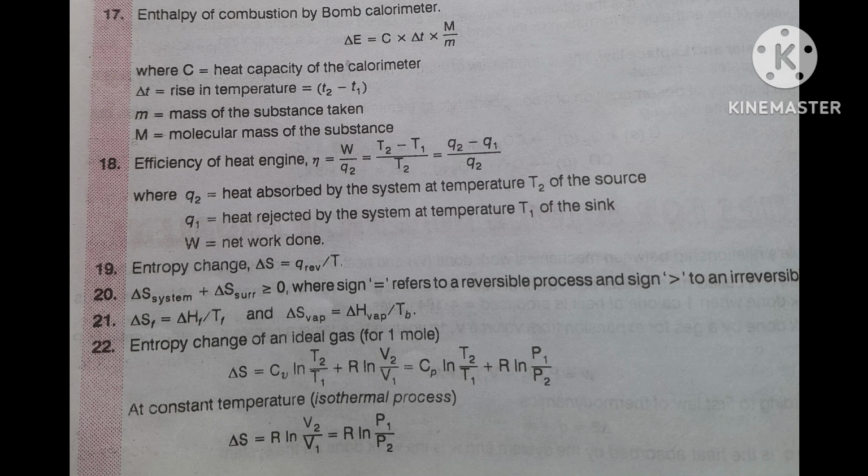But suppose 3 products are there, then add the free energy of all 3 products. If 2 are there, then add the standard free energy of both products. That's why the delta term is used. You don't know whether it is 1 product or 2 products or 3 products. That's why you have to write summation of standard delta G of products minus summation of standard delta G of reactants.